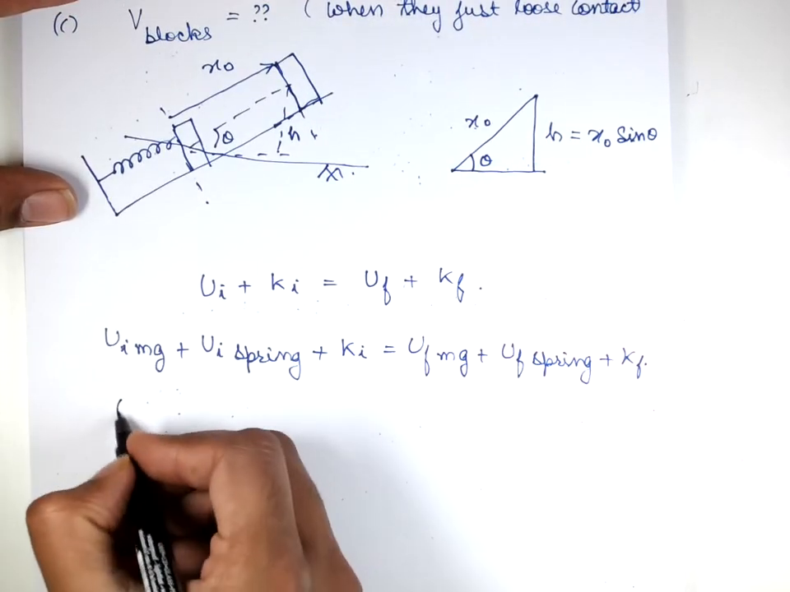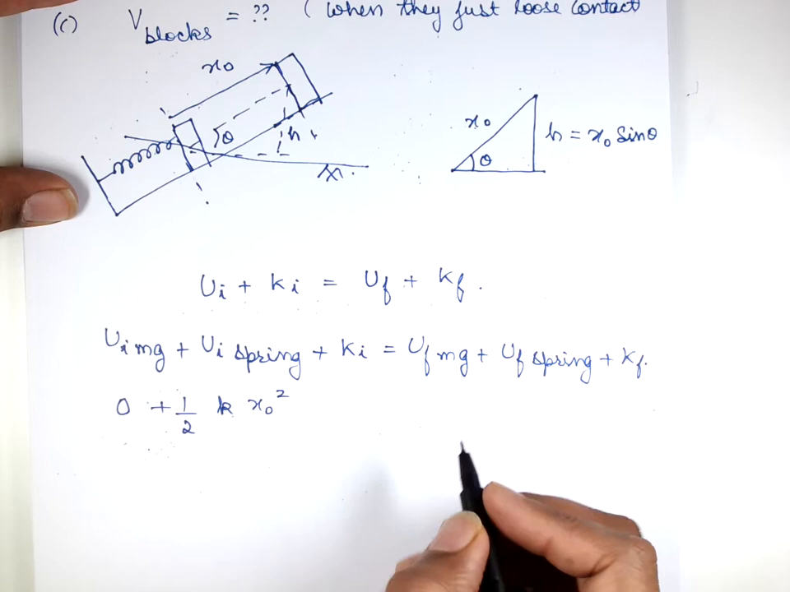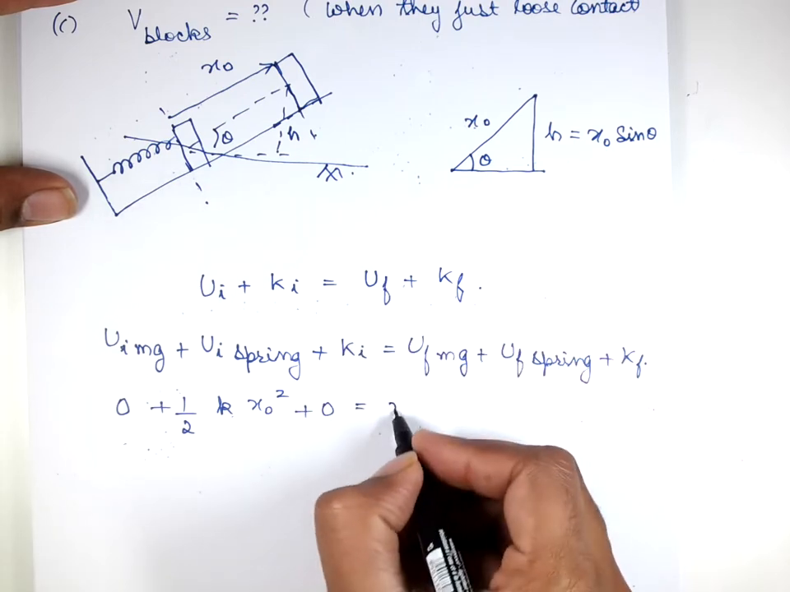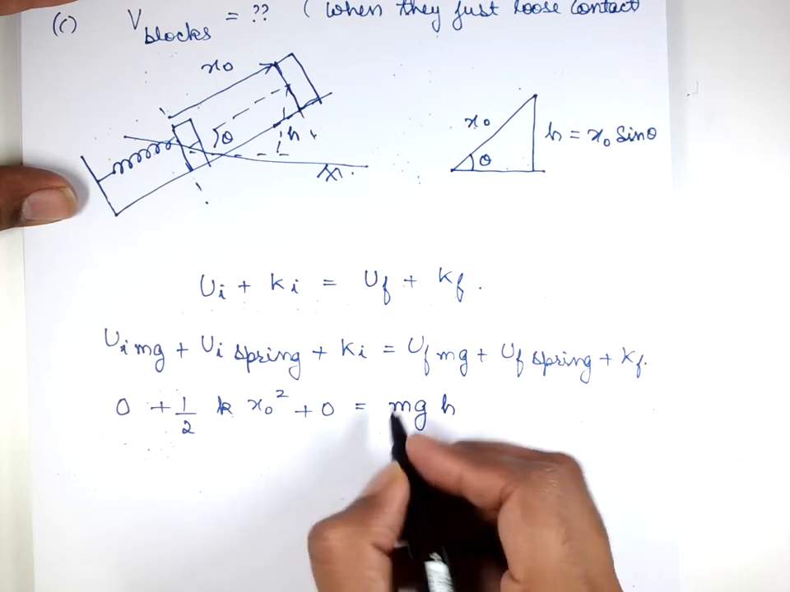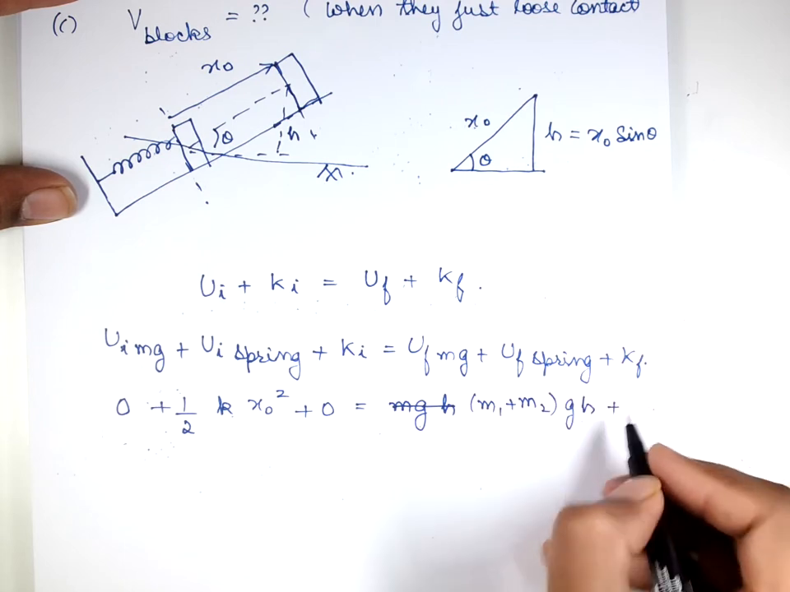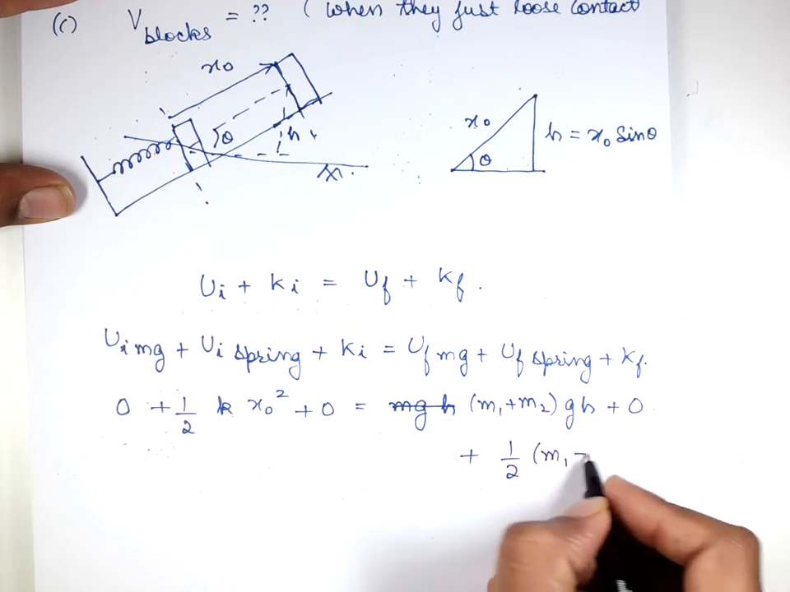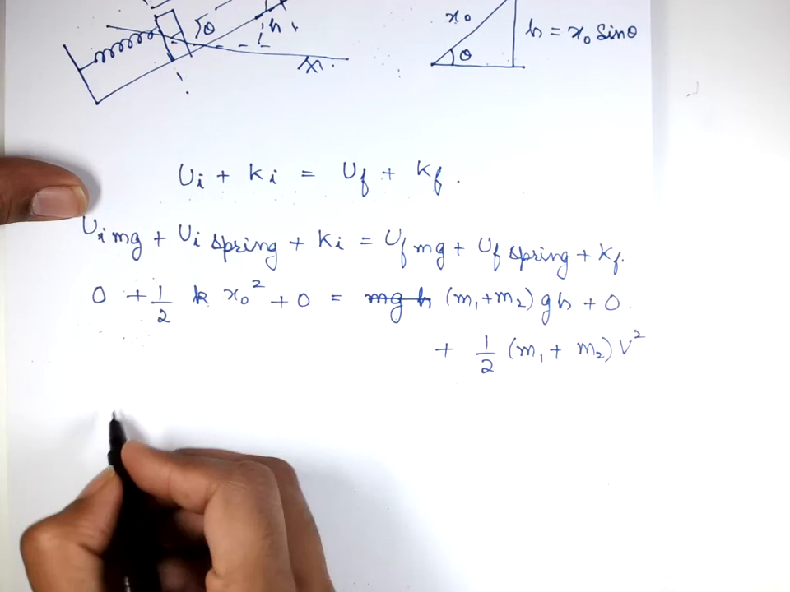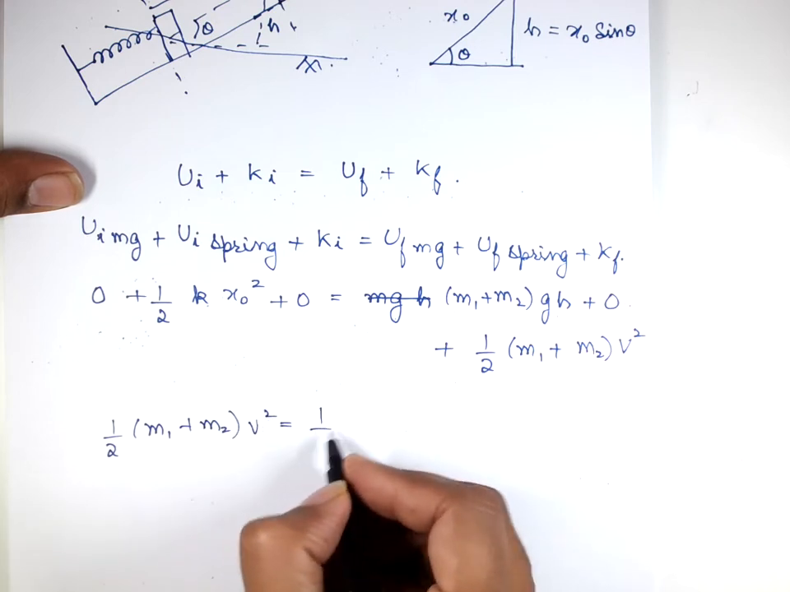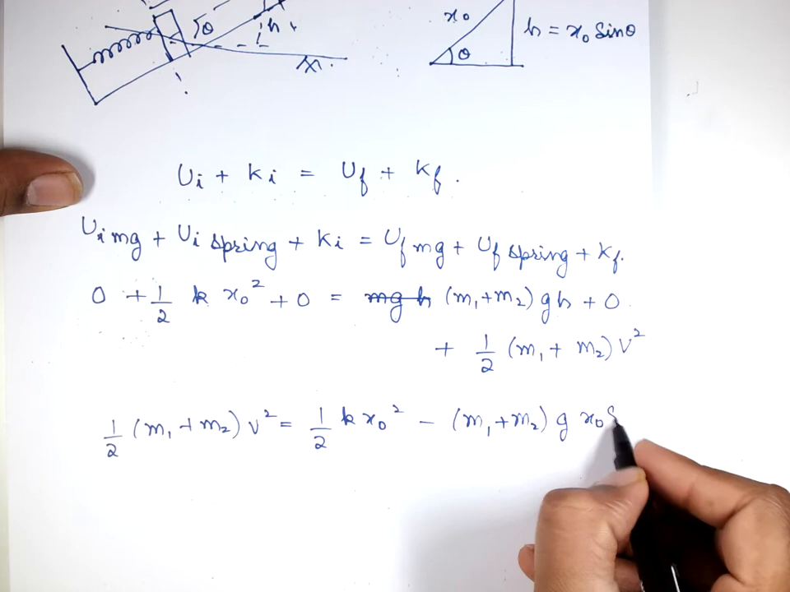Now in this particular case, U initial with mg is equal to 0, since we have taken it to be the datum. Initially the spring was compressed by a length of x naught, so I can write U initial as half k x naught square, and kinetic energy initial was 0 since the system was left at rest. Now finally the particle reaches a height of h with respect to the datum, so the final energy can be written as mgh, where m is m1 plus m2, into g into h. The final potential energy of the spring is 0 since the spring came to its natural length, and the final kinetic energy which we need to find is half m1 plus m2 into v square. So the equation simplifies to half of m1 plus m2 into v square equals half k x naught square minus m1 plus m2 into g into h, where h is x naught sin theta.